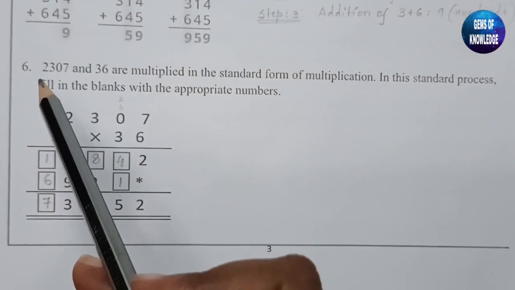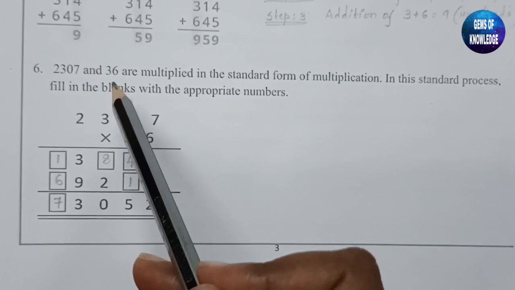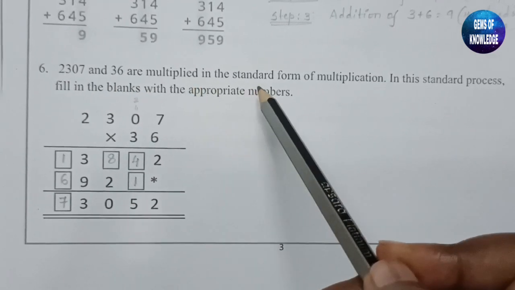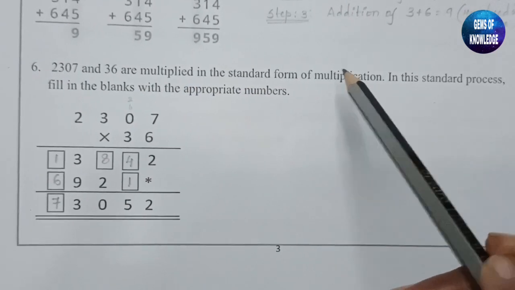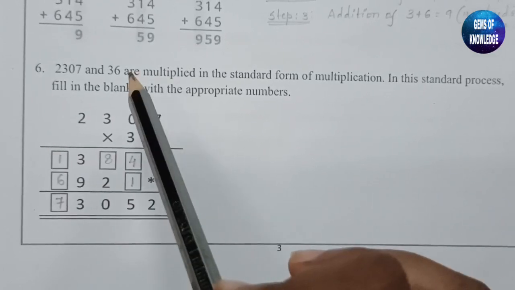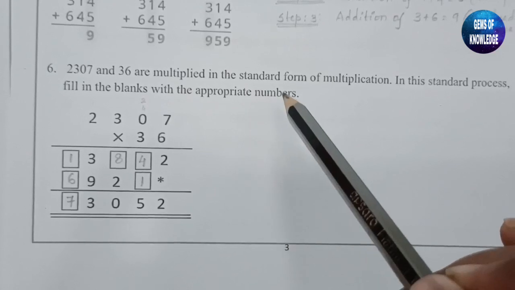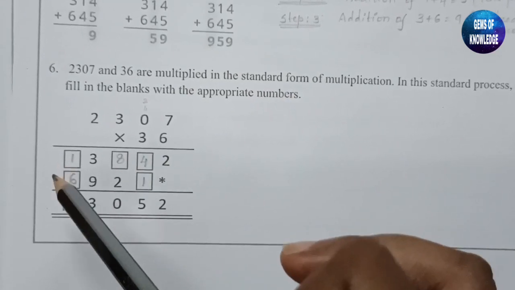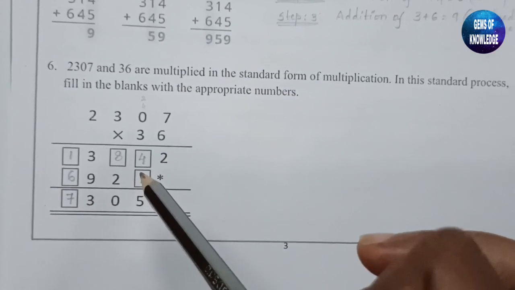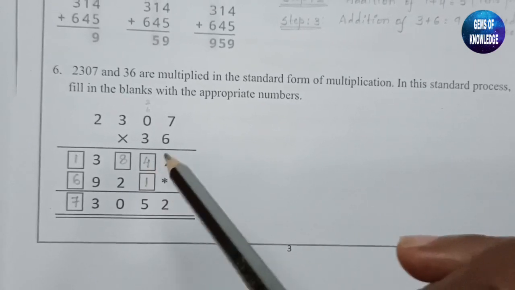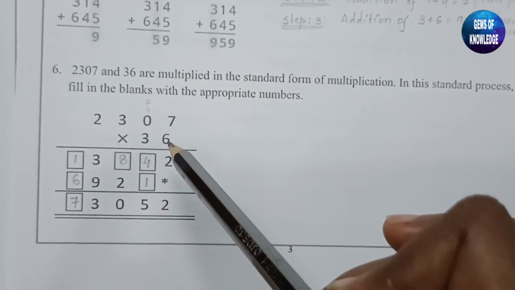Next question is given as 2307 and 36 are multiplied in the standard form of multiplication. So this is the standard form of multiplication. In the standard process, fill in the blanks with the appropriate numbers. These boxes were kept empty and we had to fill these blanks with the proper numbers. Okay, so let us multiply.